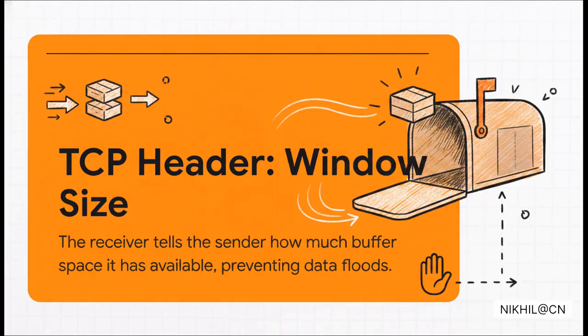Simple as that. And what about that flow control? For that, we have the window size field. This is how the receiver can tell the sender how much mailbox space it has left in its buffer. It's like shouting back, "Hey, slow down, I only have room for about 2,000 more bytes right now." This is what prevents the sender from just flooding the receiver with data it can't handle.